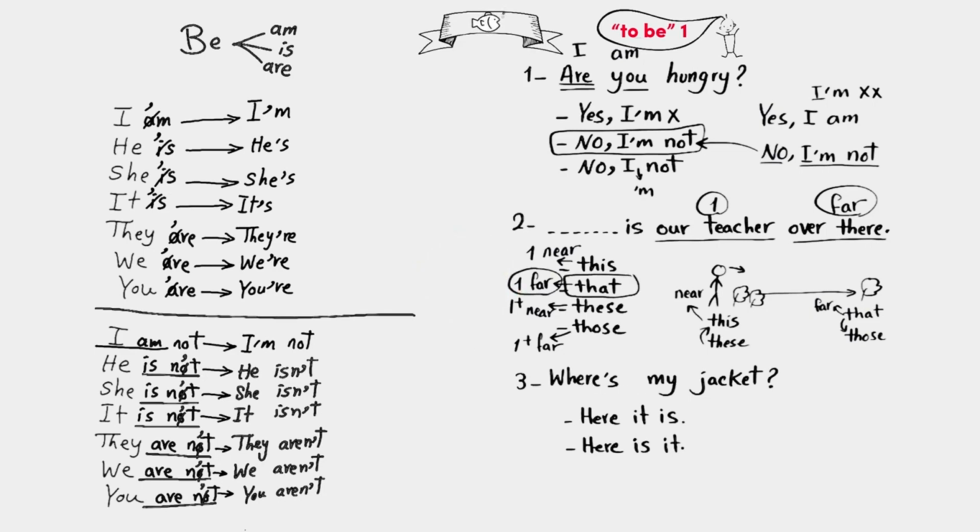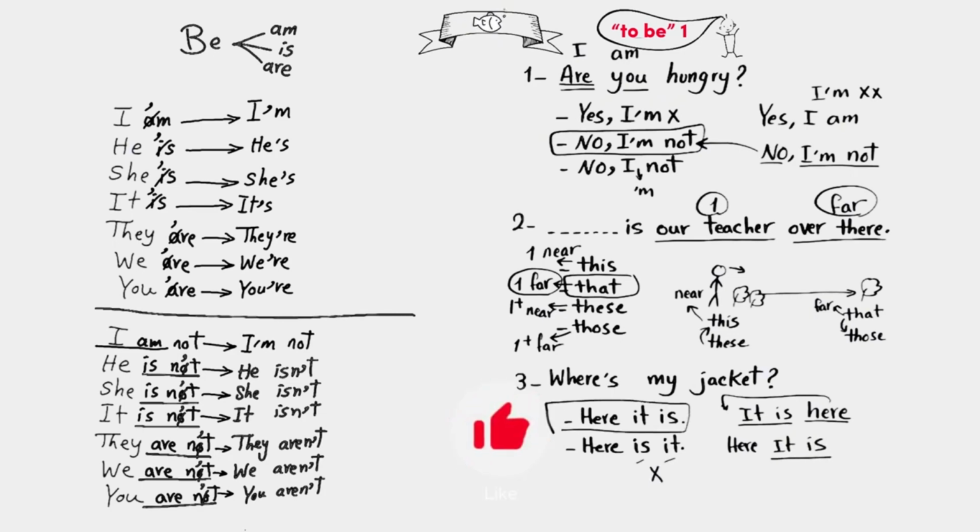Where's my jacket? Here it is, or here is it. Listen, guys, when you find something, you say it is here, or you just start with here and say here it is. So it is in both ways. Here is it is wrong. So here it is is the correct answer. Give yourself a mark on each one and write your mark in the comments.